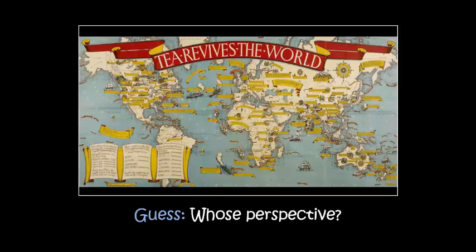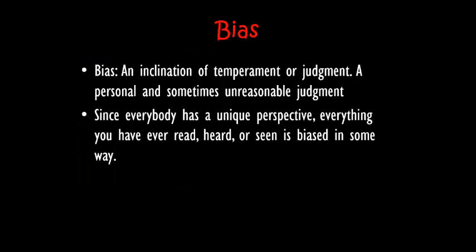And this brings us to the idea of bias. Now, in summary, bias is an inclination of temperament or judgment, a personal and sometimes unreasonable judgment. Now, bias is not necessarily a bad thing. I'll hear students all the time throw around this term like it's an insult. They'll read something and tell me this source is bad because it was biased. And it's even made its way into political discourse. Especially in American politics, you'll hear certain politicians talk about the news media as being biased. But bias is not the same thing as prejudice.